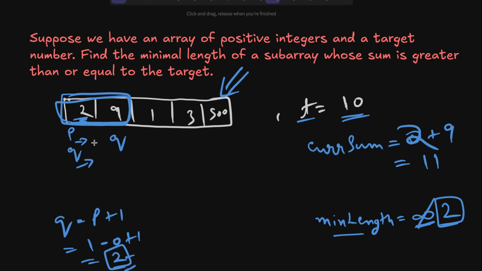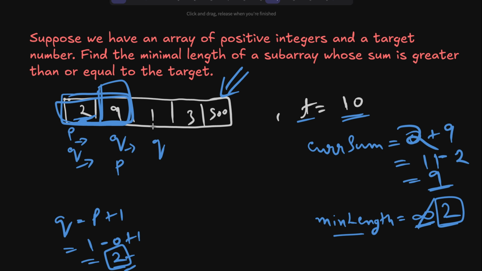So I will increase p, then p will be here, and once I shift p, I will take the 2 and remove it from the current sum. So it will become 9, right? And right now the current sum 9 is less than 10, which means it is not a valid window, okay? At this point, I'm going to shift q again to get another valid window. So q will be here, right?